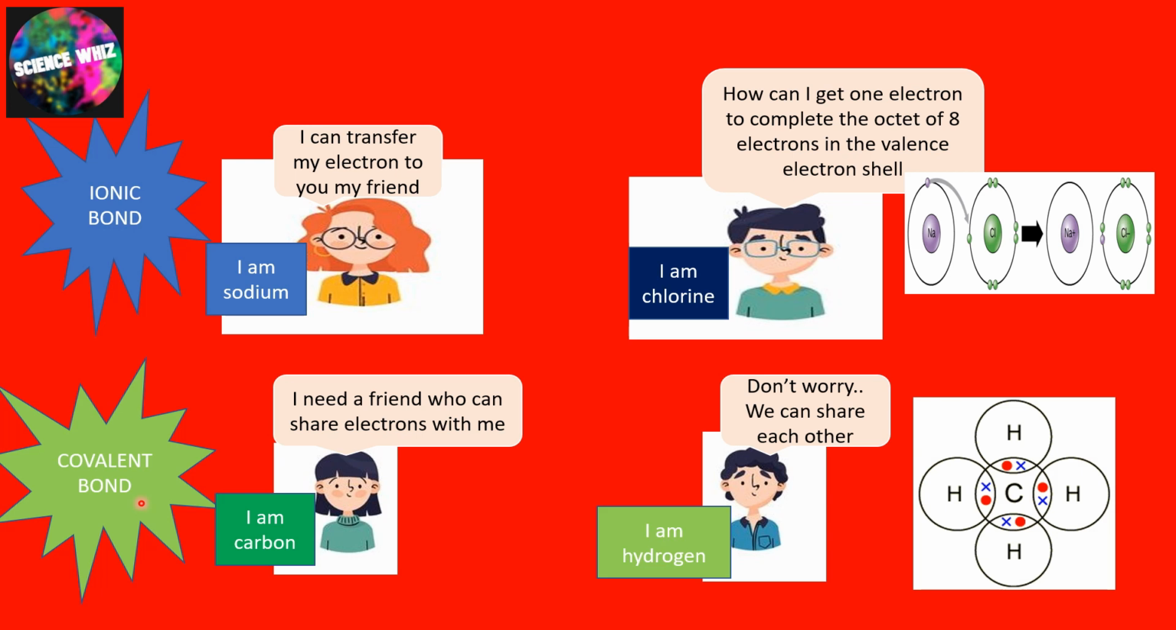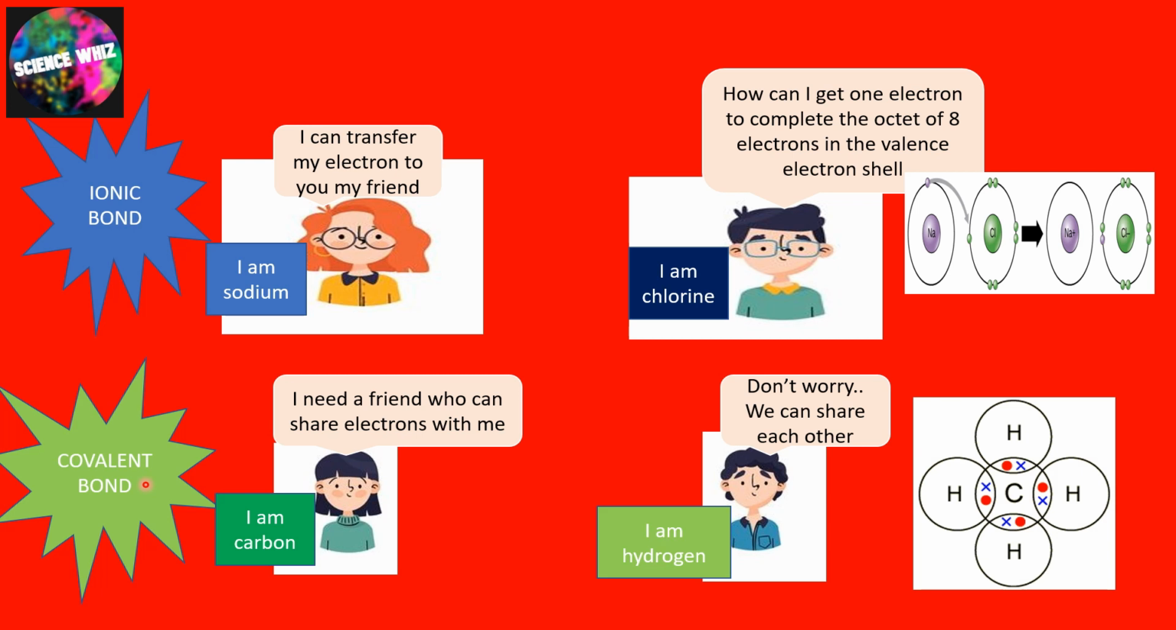Next, carbon and hydrogen. Carbon: I need a friend who can share electrons with me. Hydrogen: Don't worry, we can share with each other. Here is a covalent bond. A covalent bond involves the sharing of electron pairs between atoms. Covalent bonds are formed between 2 non-metals. A covalent bond can be either polar or non-polar.